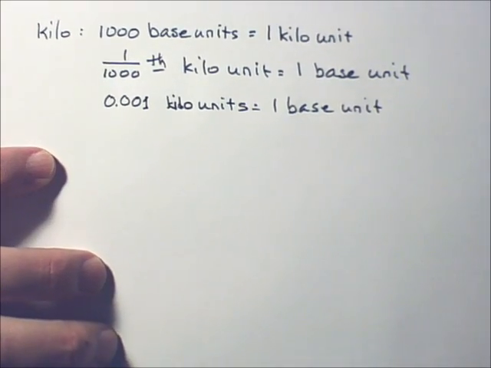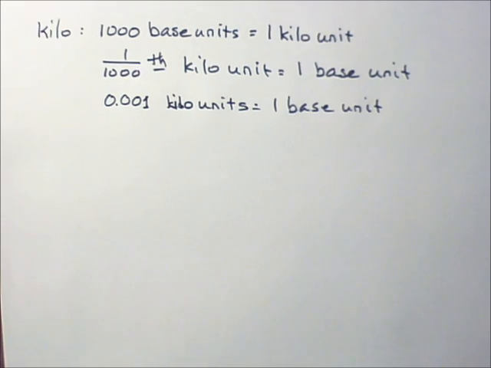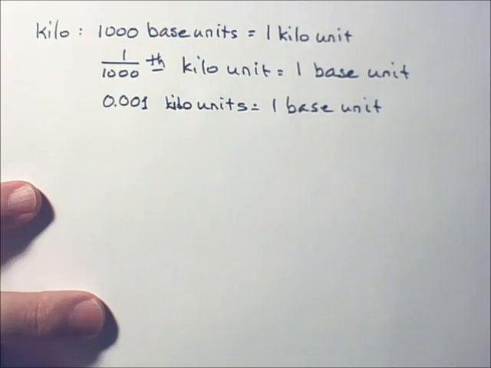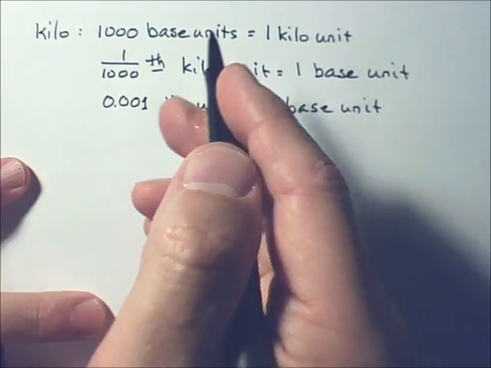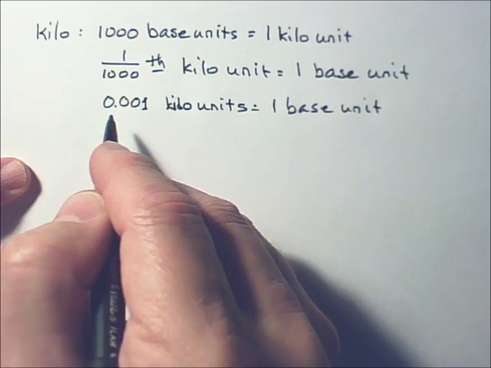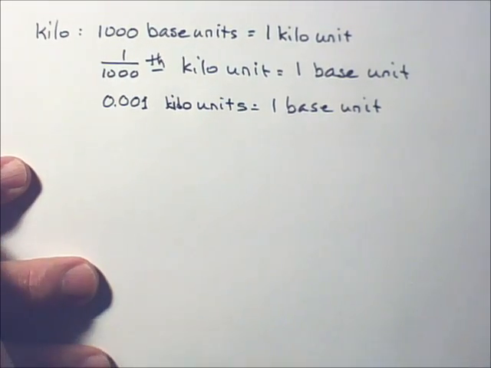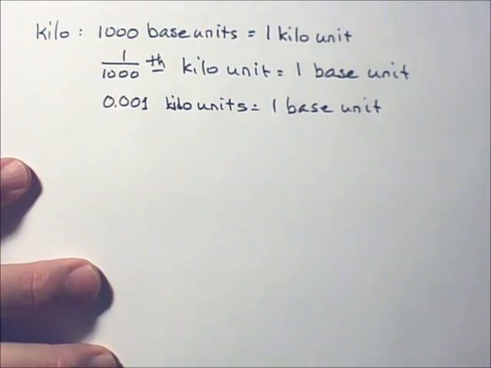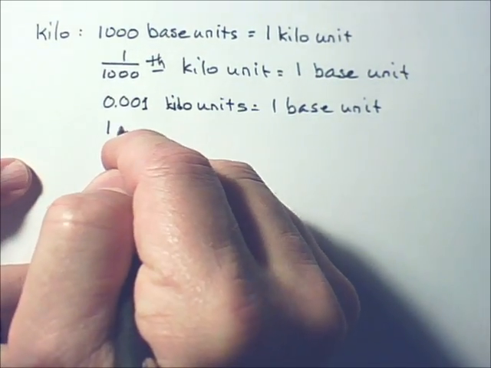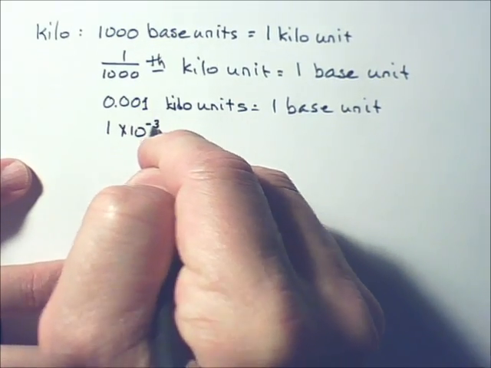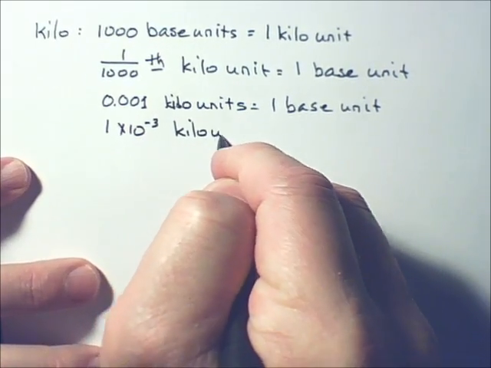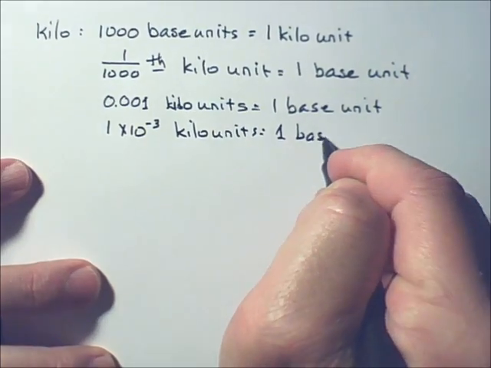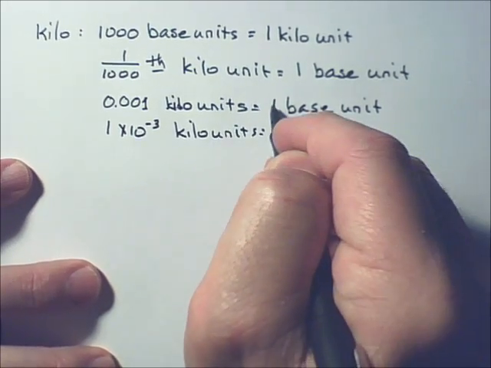Now can we write it in exponential notation? 1 times 10 to what power? Going the other way, 1 times 10 to the third, because we move 1, 2, 3 places. So 1 times 10 to the third base units equals 1 kilo unit. Really, 1 times 10 to the negative third kilo units equals 1 base unit.